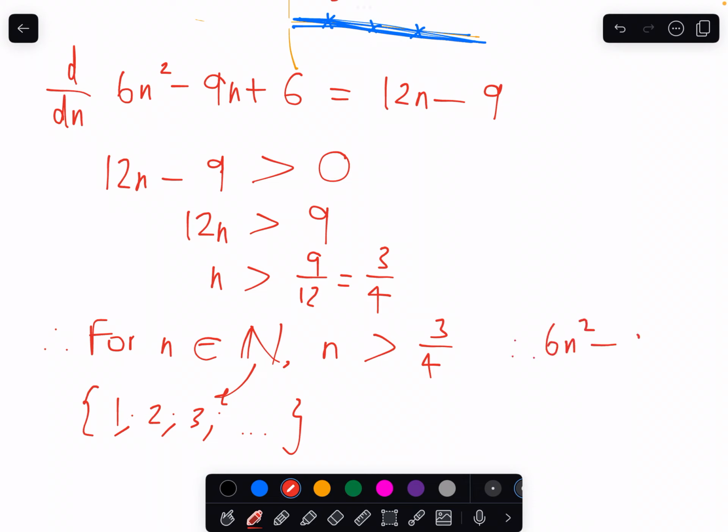T(n+1) will be 6(n+1)² minus 9(n+1) minus 6. Okay, so this is what we are trying to establish. We want to see which values of n will make this inequality true, right? If it turns out that this inequality is only true when n is smaller than 3, then we know that our sequence is not an increasing sequence, right? Because in order for it to be increasing, we need this inequality to be true for any n, any natural number n. Okay, so we want to see where this will take us.